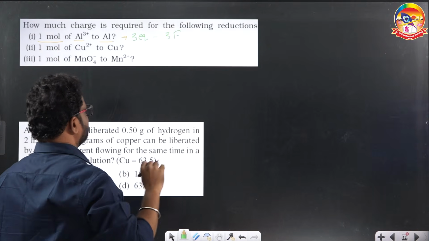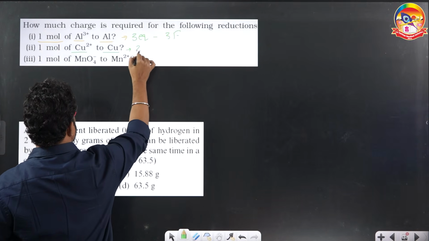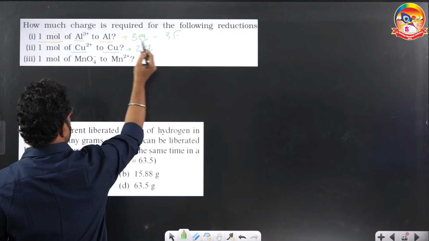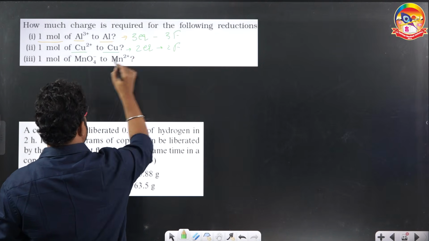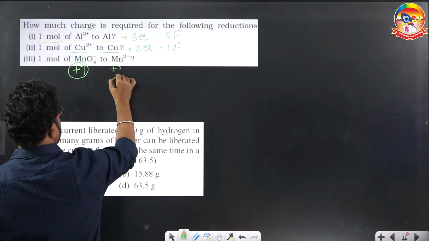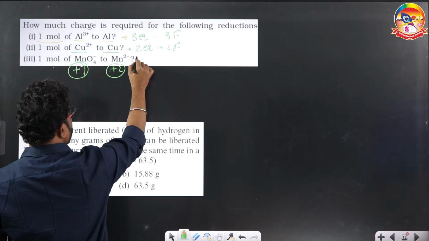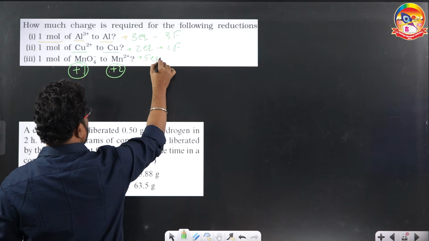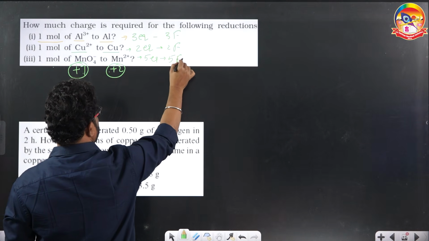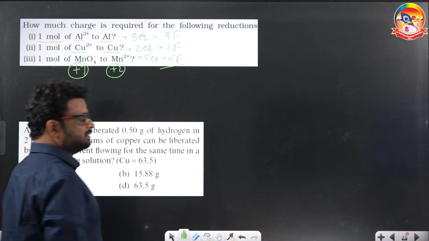A similar matching question was given in NEET 2025. Cu2+ to Cu, 2 equivalents, so 2 Faradays. MnO4- to Mn2+: manganese changes its state from +7 to +2, so 1 mole has n-factor 5, which means 5 equivalents. That requires 5 Faradays of charge. That's how to answer that question.